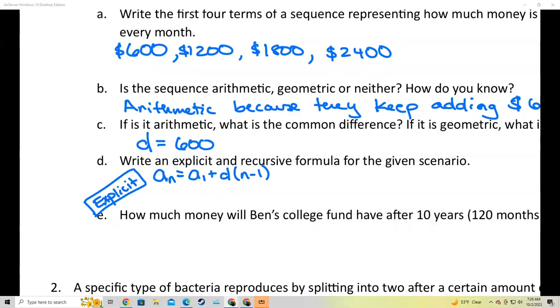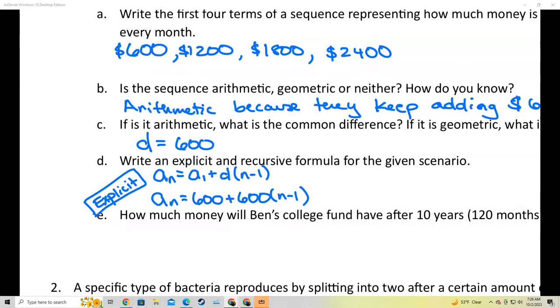So since I have more information, I can actually substitute stuff in for this. To get my nth term, I'm going to take my first term. Well, what was my first term? My first term in this case was $600 plus my common difference. It just so happens that my common difference also happens to be $600. That doesn't always happen, but it happened here, times n minus 1. And there's my explicit formula.